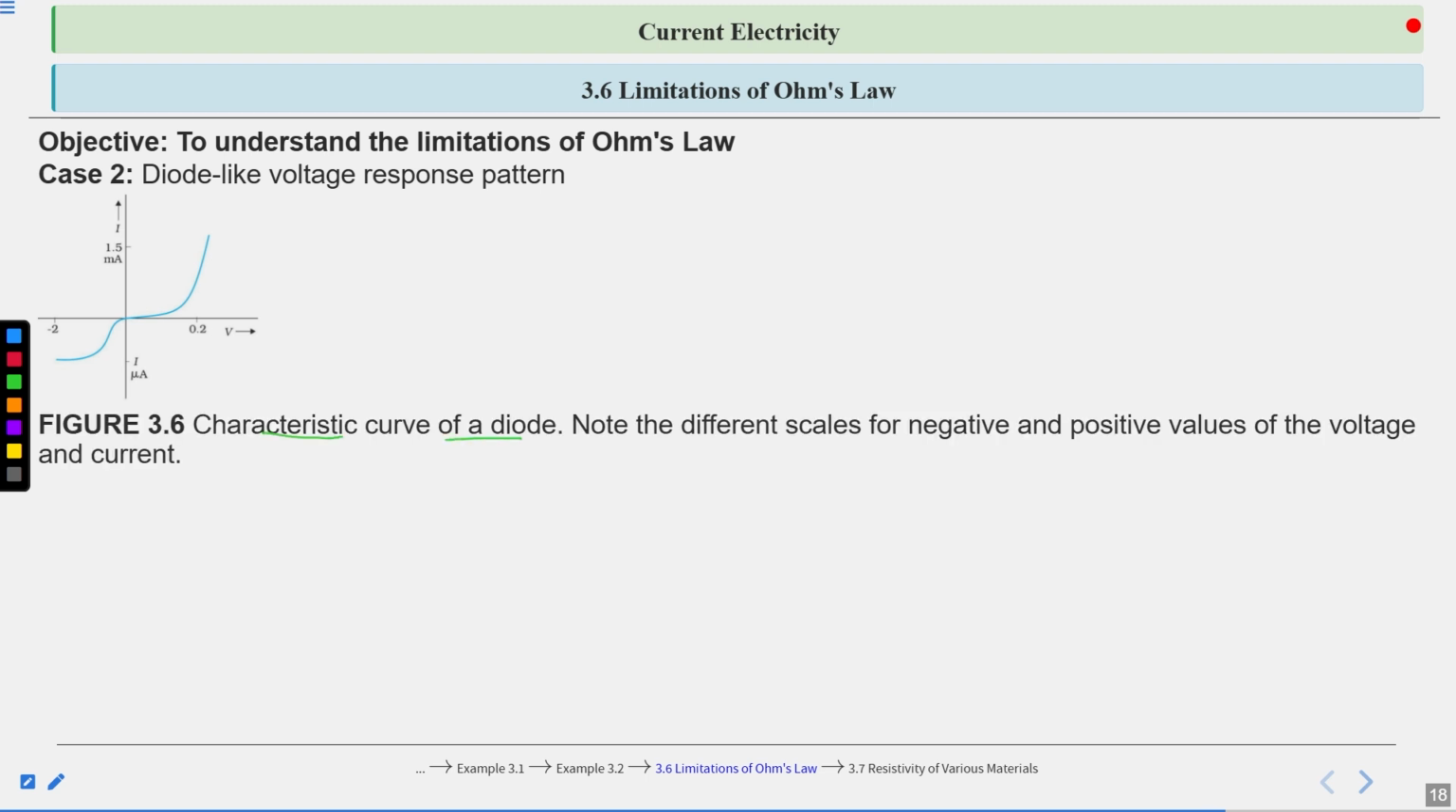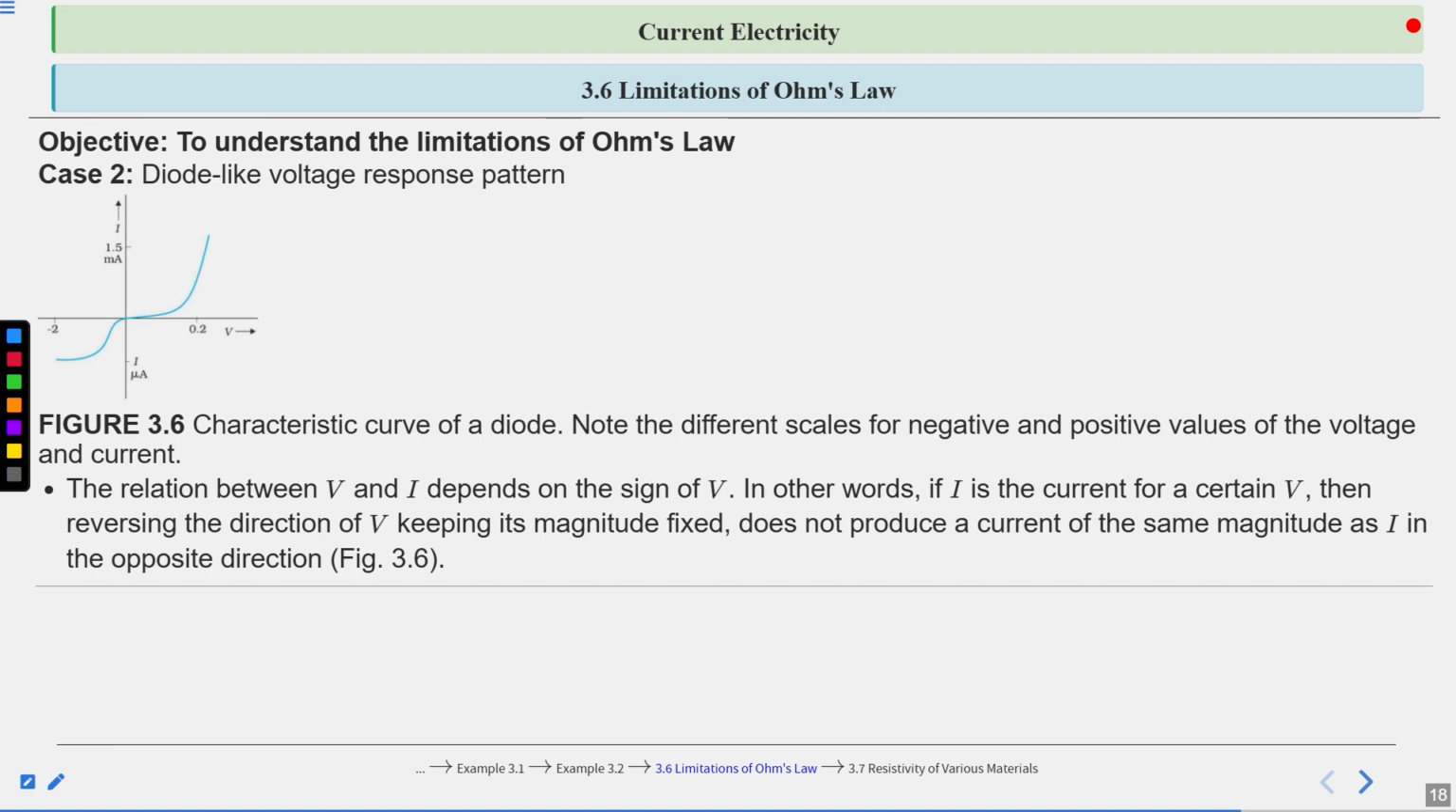Characteristic curve of a diode. Note the different scales for negative and positive values of voltage and current. Here current is taken in milliampere, here in microampere. And for voltage, here it is 0.2 volt, here 2 volt. The relation between V and I depends on the sign of V. That curve is dependent on the sign of V.